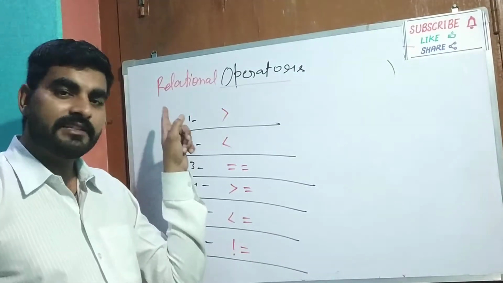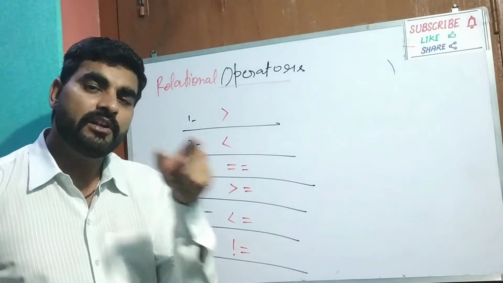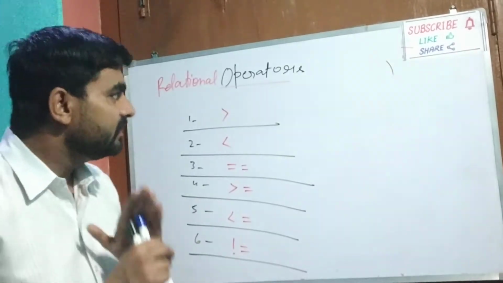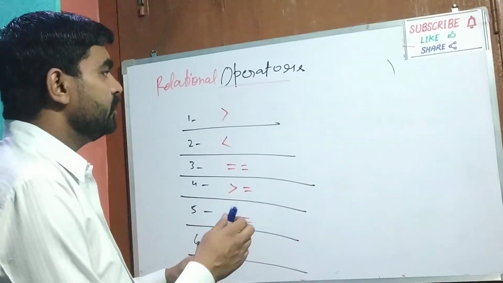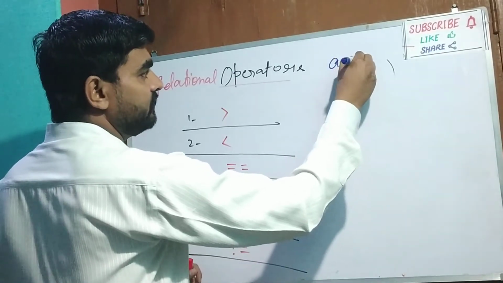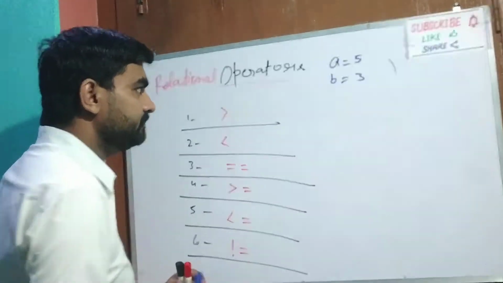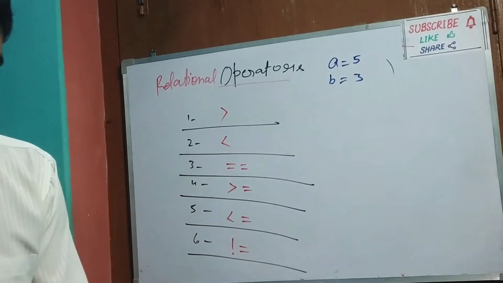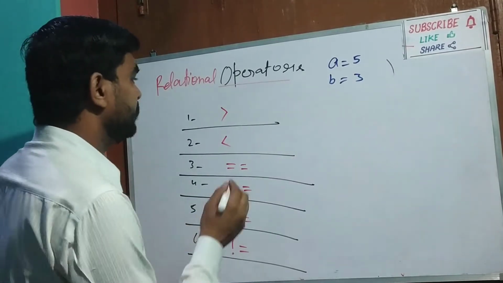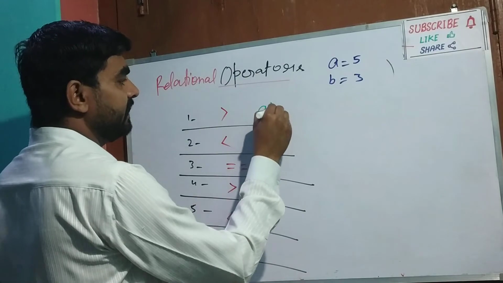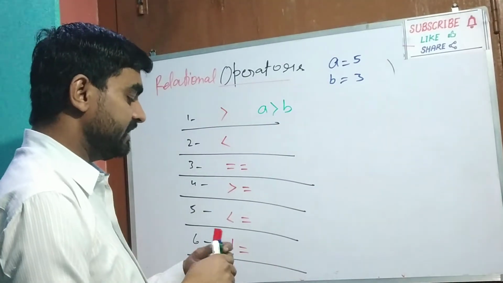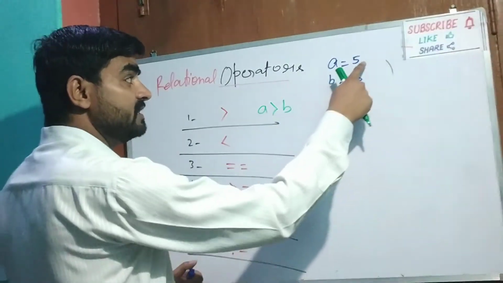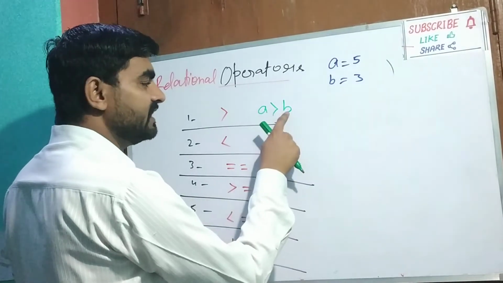How is it used in programming? Students, I have said relational operators are used in the form of a condition. When you learn conditional statements, which is a very useful, important chapter, I will explain it very deeply. But here, suppose you have two values, a equal 5, b equal 3. I am going to write with a different color of marker so it becomes very easy to read. a greater than b. What does a greater than b mean? Value of a is 5, value of b is 3. 5 is greater than 3.